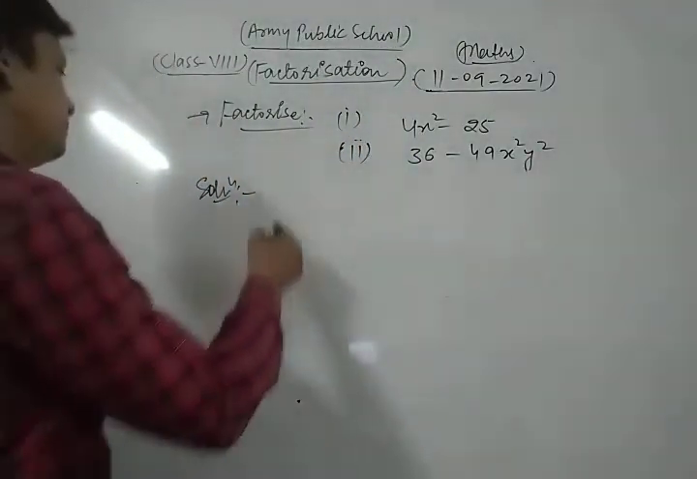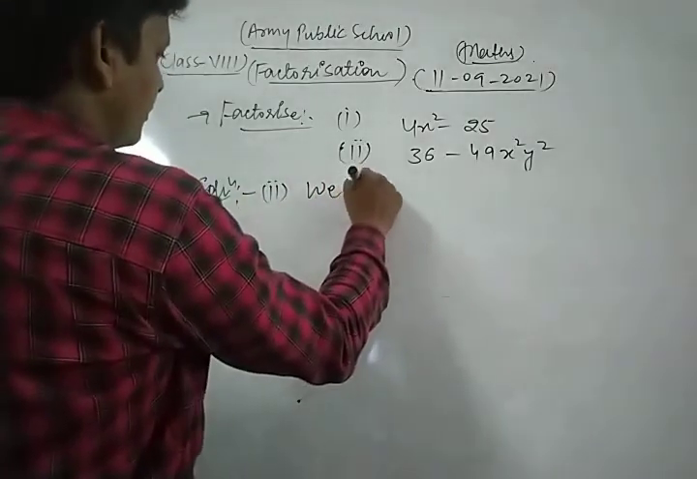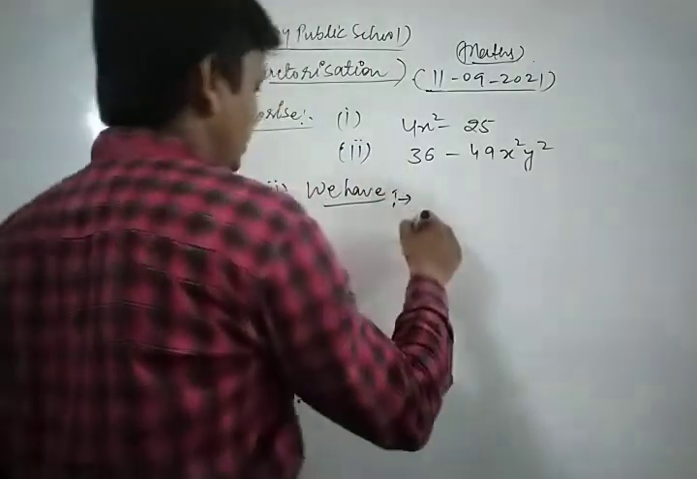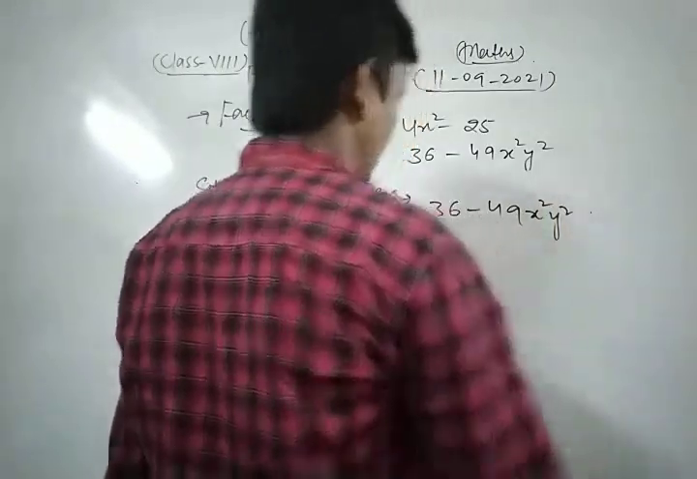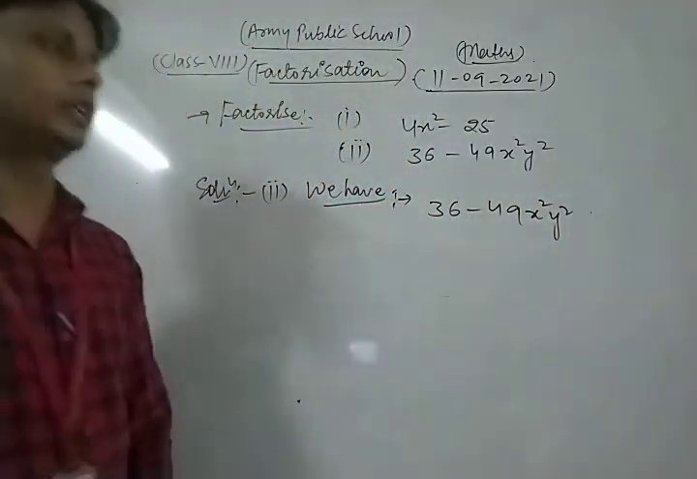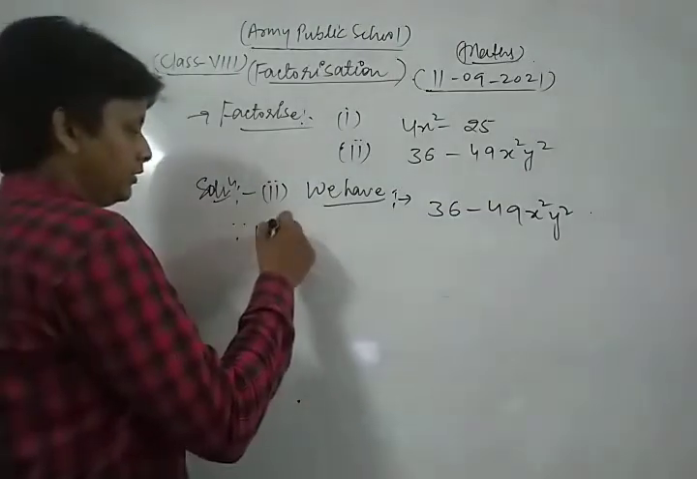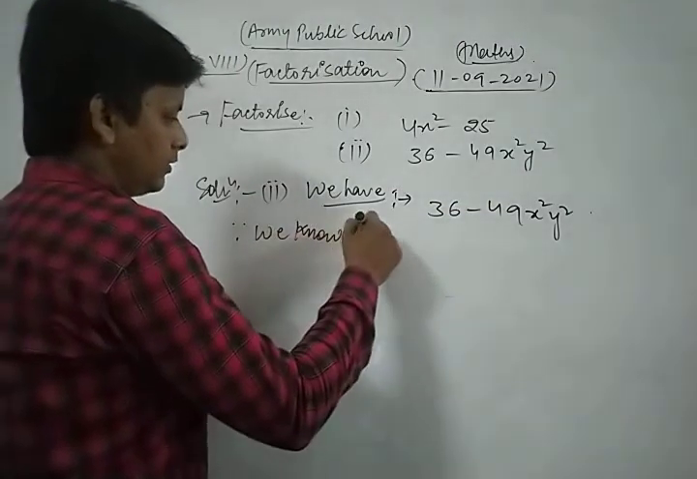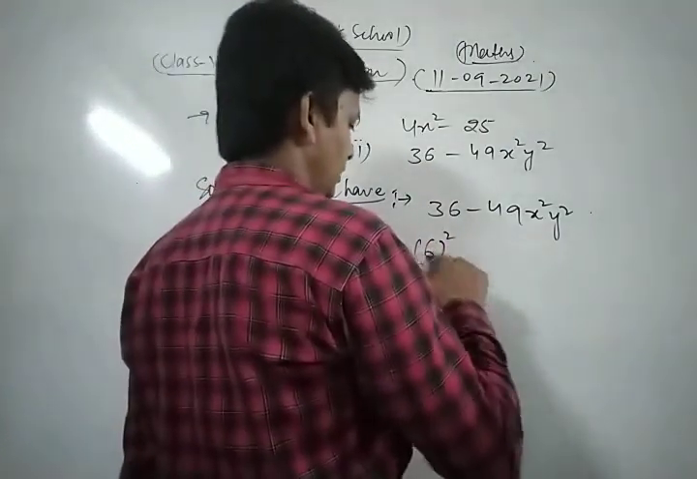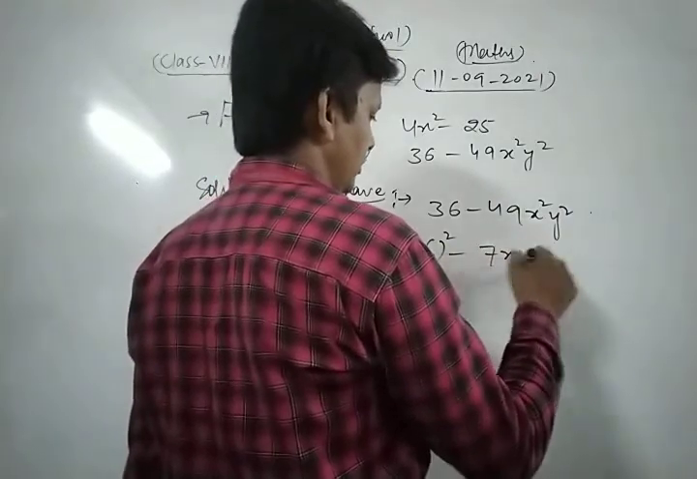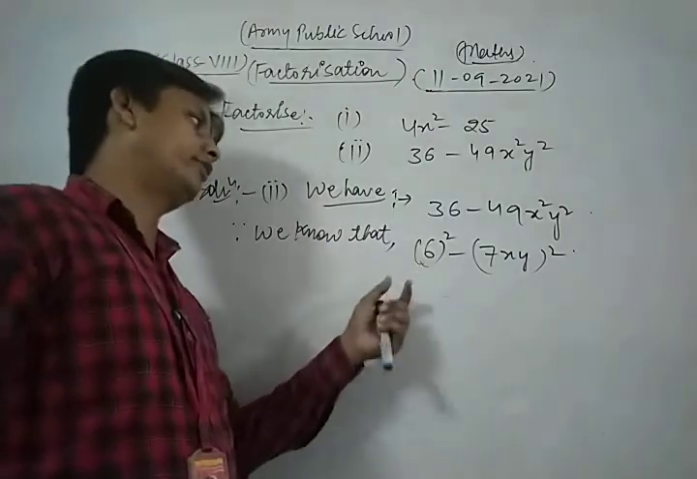Now we take the second part of this question. We have 36 minus 49x square y square. 36 minus 49x square y square. Now, since we know that 36 we can write as 6 square minus 49x square y square, which is 7xy whole square.